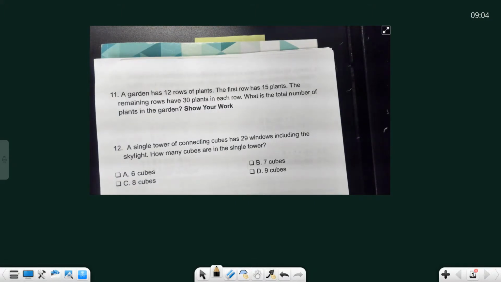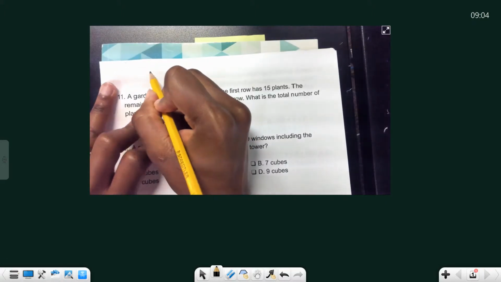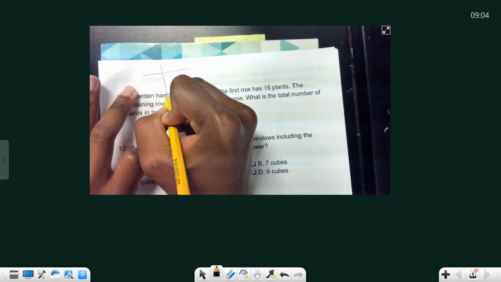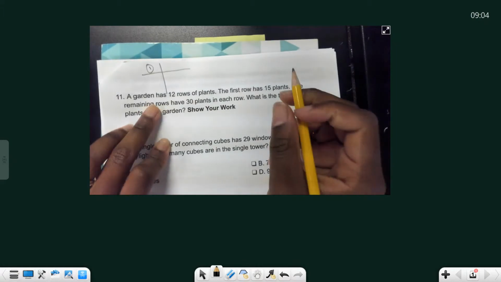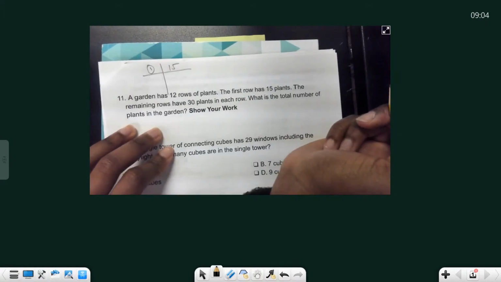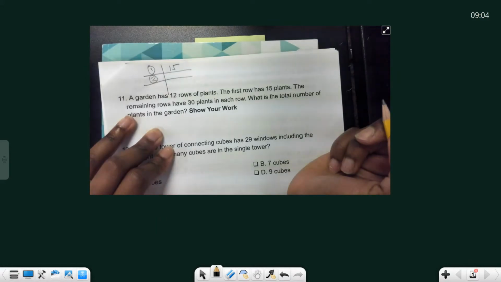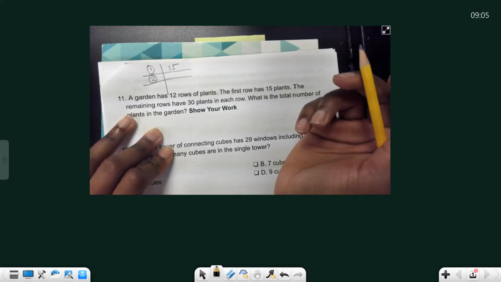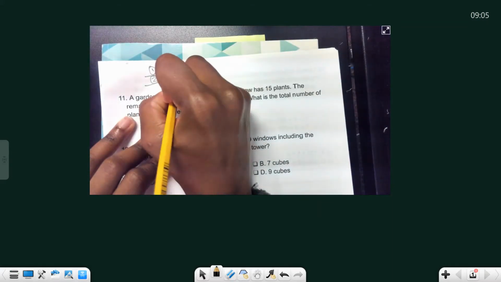So, Mrs. Cobb likes to draw her charts. So I'm going to come over here because I know I'm going to need some extra space. So I start with how many? 15 in one row. And I have how many rows in all? 12. Okay. So my second row, how many do I add to it? 30. So I now have how many on my second row? 45. My third row? 75. My fourth? 105.